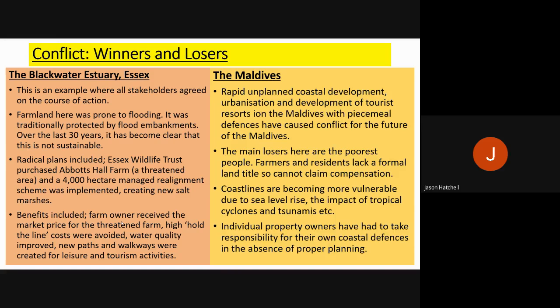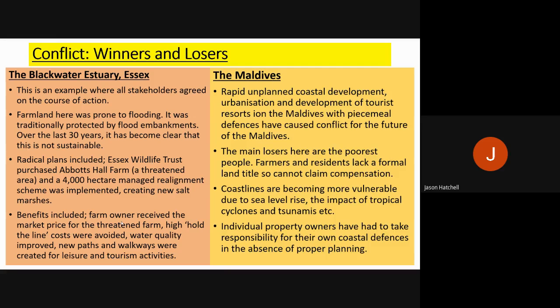So the radical plans for the Blackwater Estuary in Essex included the Essex Wildlife Trust purchasing Abbott's Hall Farm. That was a protected farmland area, and 4,000 hectares of managed realignment was put into place, creating new salt marshes. Now, the benefits of all that included the farm owner receiving market price for their farm.